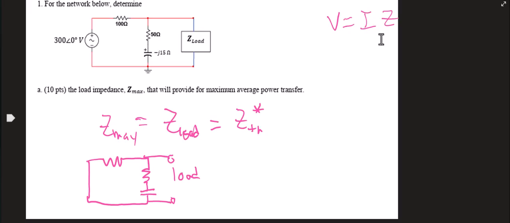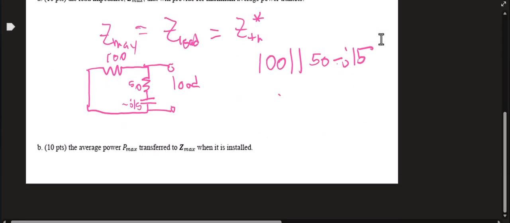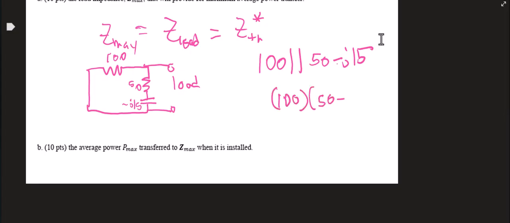Y'all see how that works in this one? And so this was 100, this is 50, this is minus j15. So I have 100 in parallel with 50 minus j15. So that equals 100 times 50 minus j15 over 100 plus 50 minus j15.